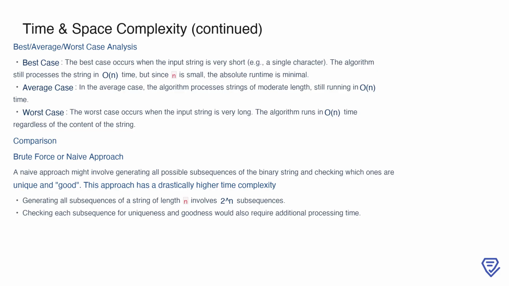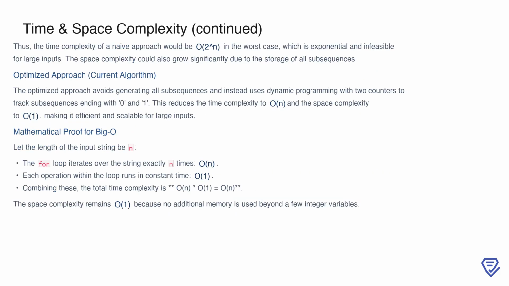Comparing this to a brute force or naive approach highlights the efficiency of the current solution. A naive approach would involve generating all subsequences of the binary string, which results in 2 to the power of n subsequences for a string of length n. Checking each subsequence for uniqueness and goodness would further increase the runtime, leading to a time complexity of O(2^n), which is infeasible for large inputs. Additionally, the space complexity would grow significantly due to the storage of all subsequences.